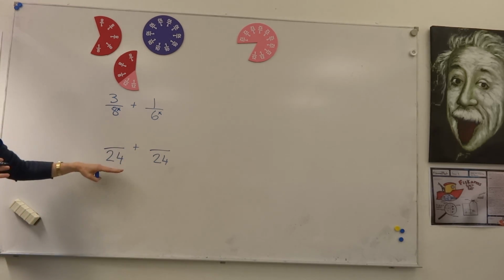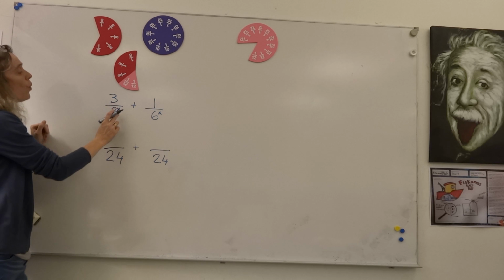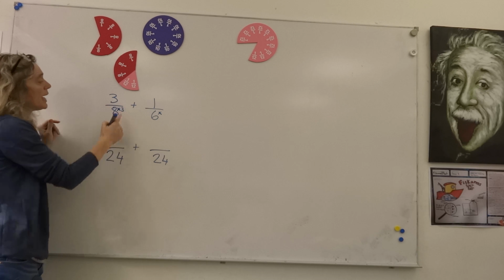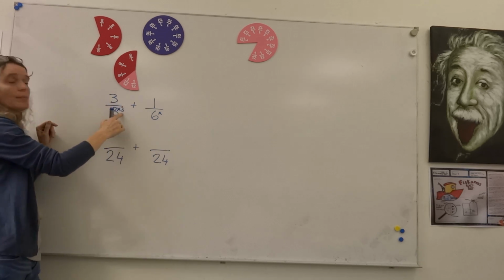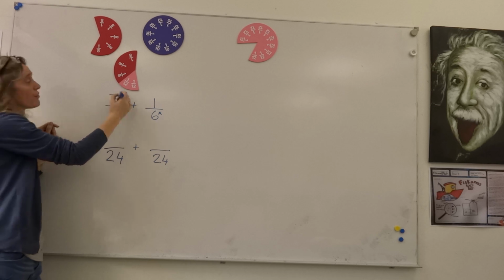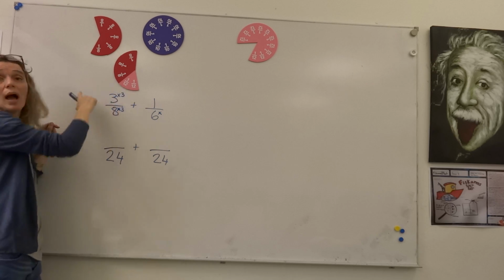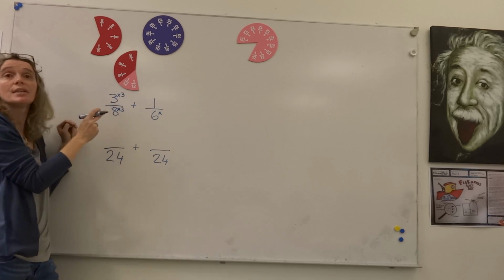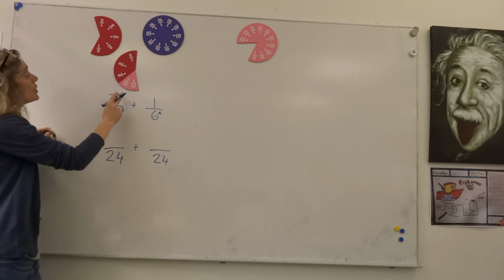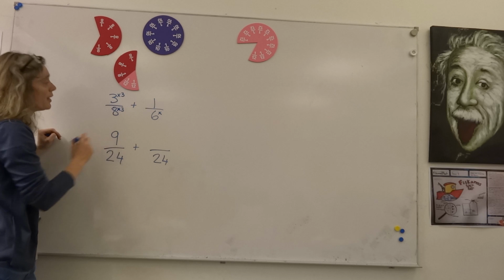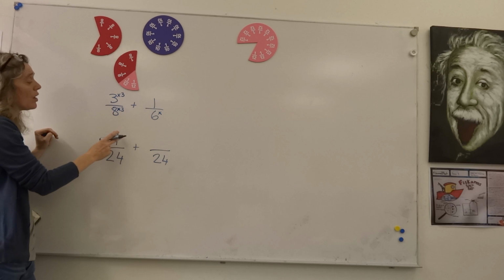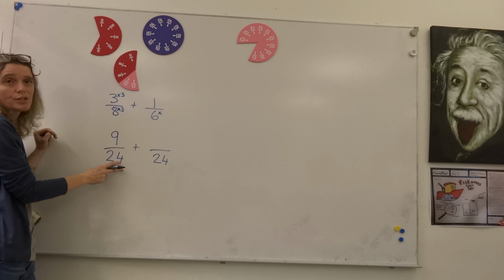Do you understand why I've changed it to 24 on the bottom? What do I multiply 8 by to get 24? 8, 16, 24, 3 times. If I multiply this 8 by 3, I have to multiply the top number by 3 as well. I'm allowed to do whatever I want to fractions as long as I do the same thing to the top as I do to the bottom. And this is called an equivalent fraction. So 3 3s are 9. 8 3s are 24, giving me the bottom number. 3 3s are 9. So 3/8 is equivalent to the fraction 9/24.